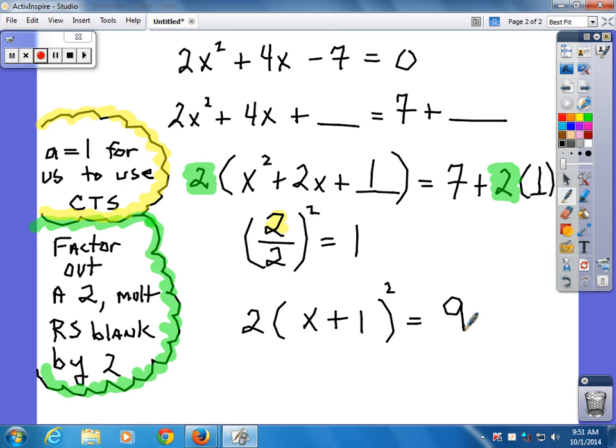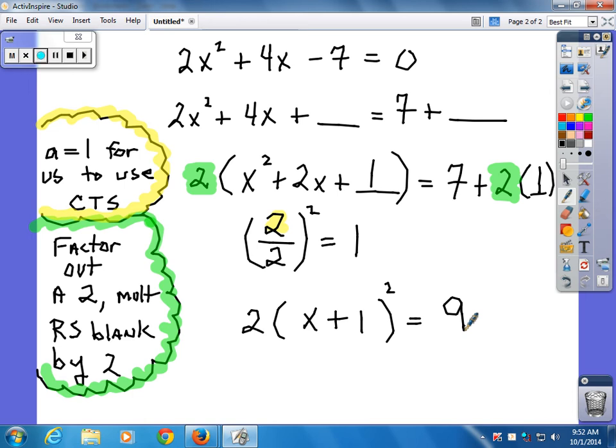How did I get 9? 7 plus 2. What's 2 times 1? 2. 7 plus 2. But I'm asking you, you said multiply the right side blank by 2. Yeah, that's what I did right here, 2 times 1. I thought you meant 7 times 2, the right side. Right side blank, this blank right here.